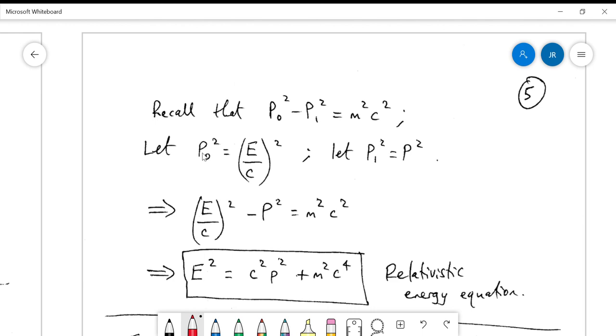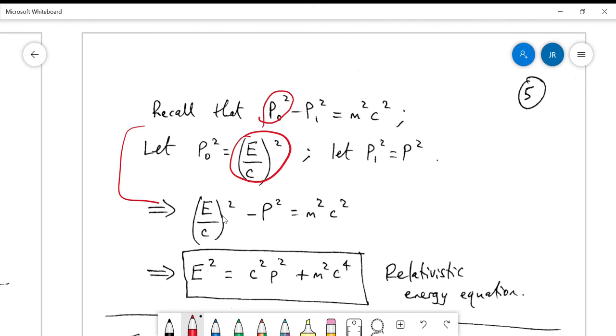Let it, because it is. Let's say that time-like momentum squared is energy over the speed of light squared. And let's just say that p1 squared is, let's just call it momentum squared. Okay. Then we can say that, so again, we've just rewritten p0 squared up here as E over c squared. So therefore we can rephrase this as E over c squared minus p squared is m squared c squared.